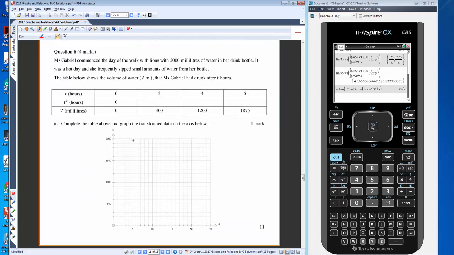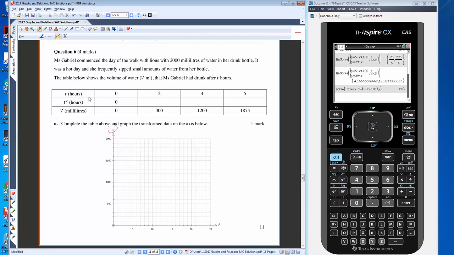Alright, now on to the non-linear. Okay, so she commenced the day of the walk with lines with 200 ml of water in her drink bottle. It was a hot day and she frequently sipped small amounts of water from her bottle, and this shows the volume of water that Ms. Gabriel had drunk after t hours. So what we're assuming is that it's going to go up like this, because as time increases, the volume of water consumed is going to increase as well.